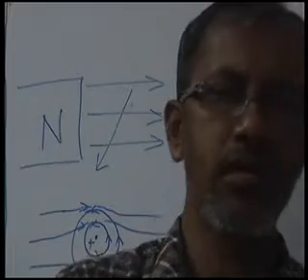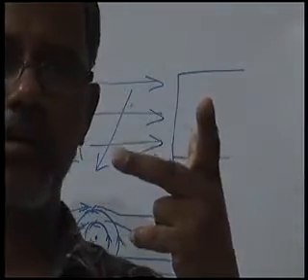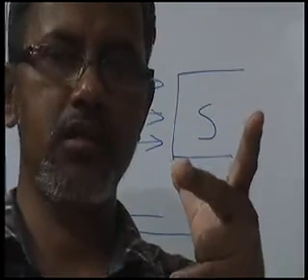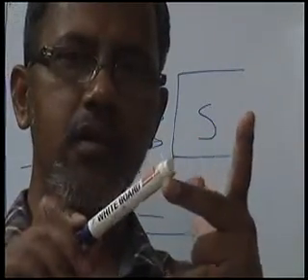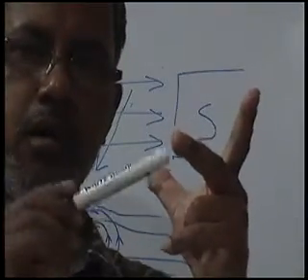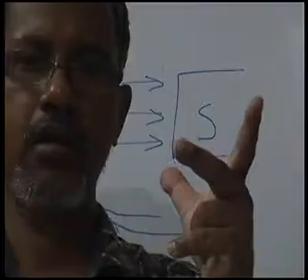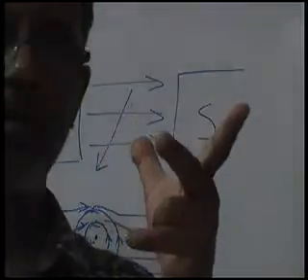If you look at my left hand, I have pointed out three fingers: my thumb, my forefinger and my center finger. To remember quickly, the thumb is for motion, because the letter M is used to remember the motion of the conductor, because we are talking about current carrying conductors.